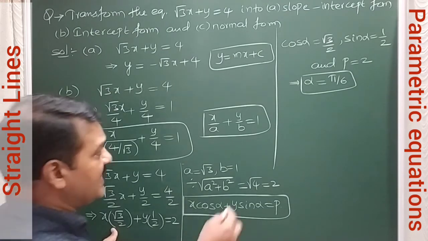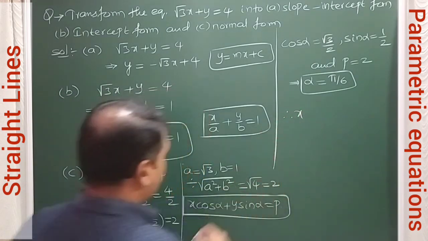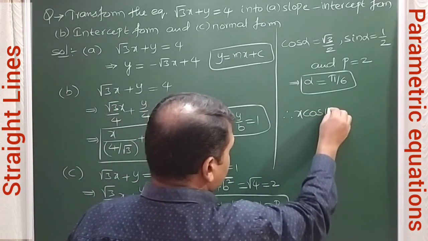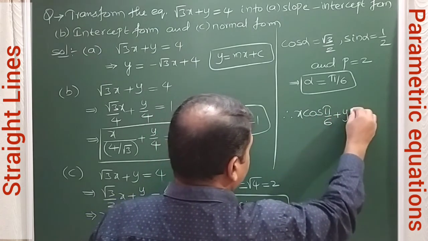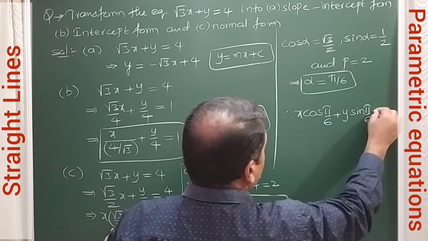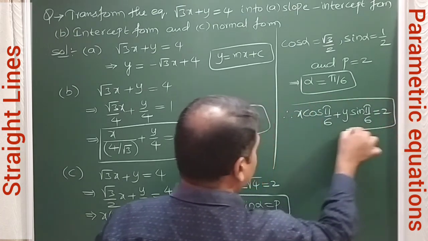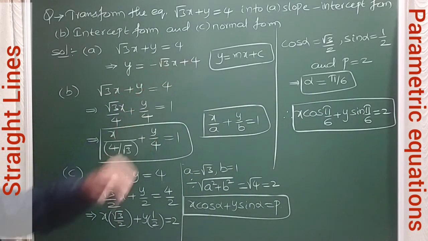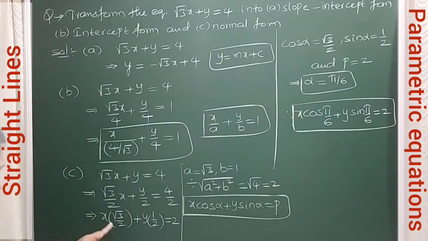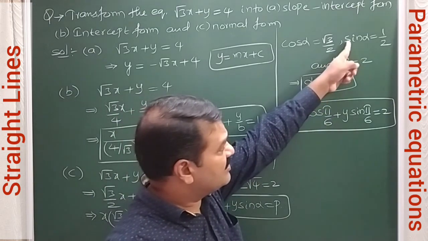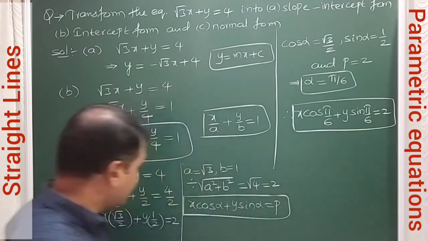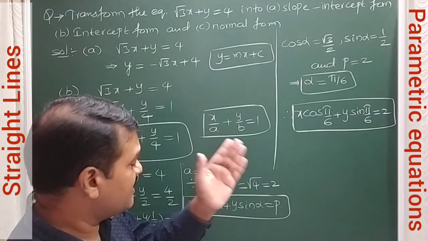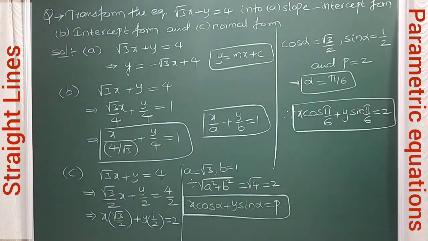So I will write this equation as x cos alpha. So alpha is pi by 6, no? So x into cos pi by 6 plus y into sin pi by 6 is equal to 2. So this is the normal form of given equation. So this root 3 by 2 we replaced with cos alpha, that means cos pi by 6. This 1 by 2 we replaced with sin alpha, which is nothing but sin pi by 6. RHS we did not actually change anything. Okay, so normal form x cos alpha plus y sin alpha is equal to p model. Okay, we will conclude here now.